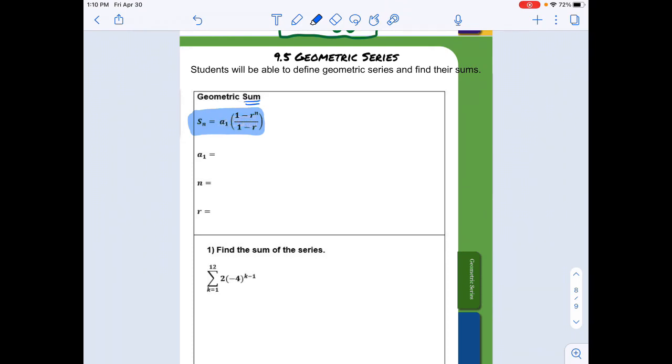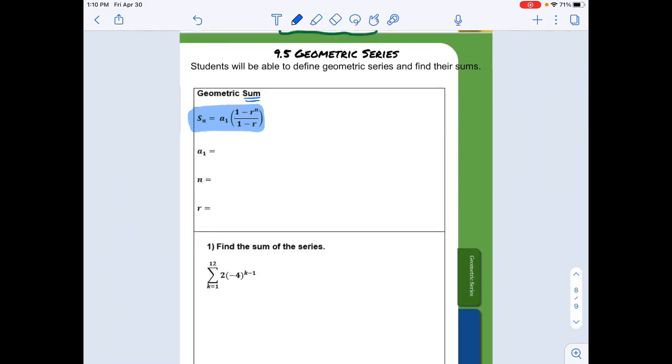We have the sum of n terms equals a sub 1 times 1 minus r to the n, over 1 minus r. So like the previous problems, we need to define what each of these means. A sub 1 is the first term in our summation. N is the number of terms we have, and r is once again our common ratio because we are dealing with a geometric series.